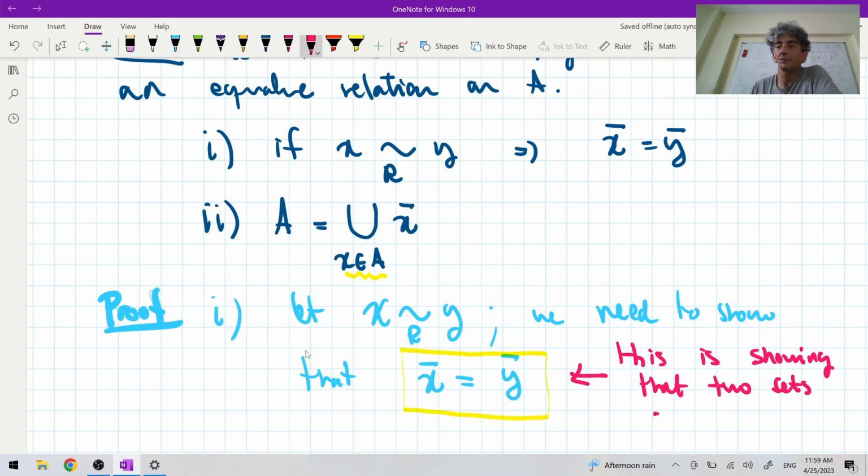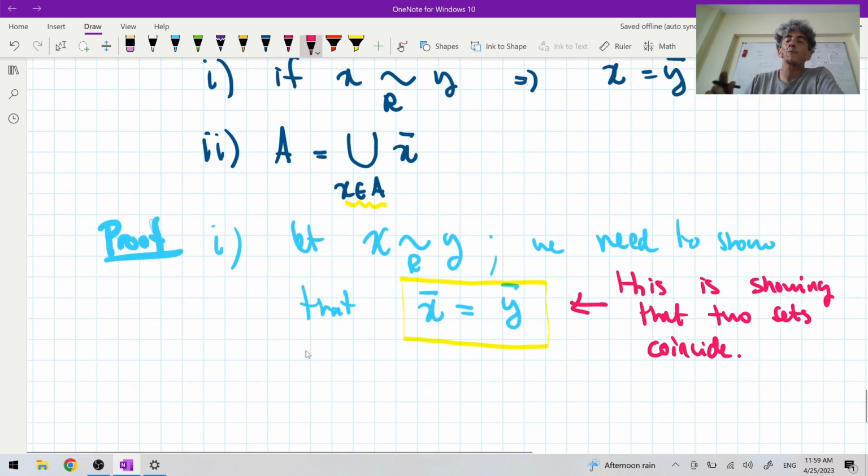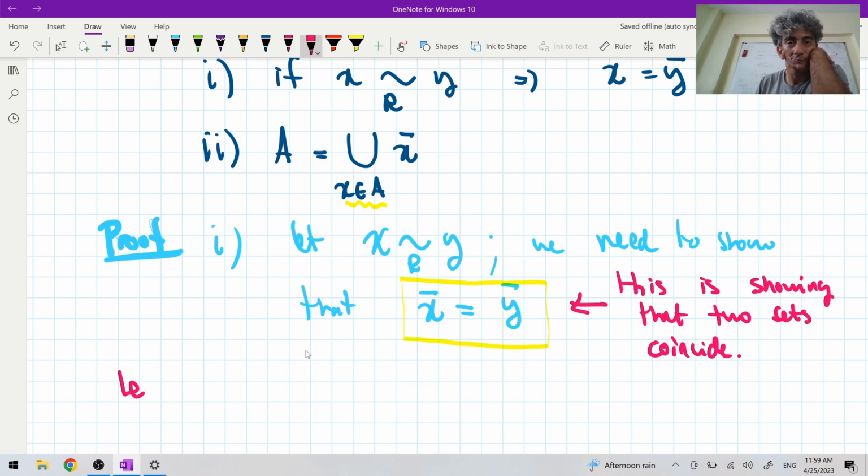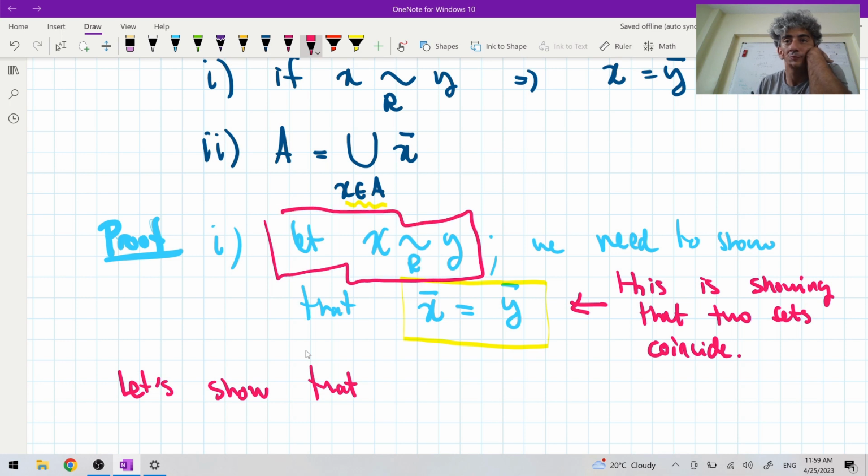Sets coincide. So whenever we want to show that two sets are the same, we need to show that one is contained in the other one and vice versa. Let's show that under this condition, the equivalence class of X is contained in the equivalence class of Y.